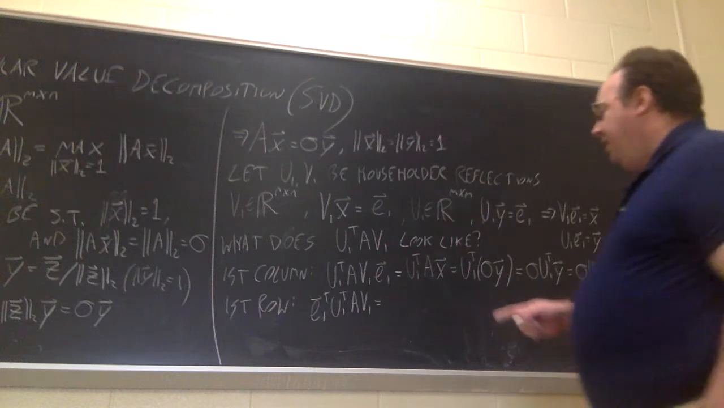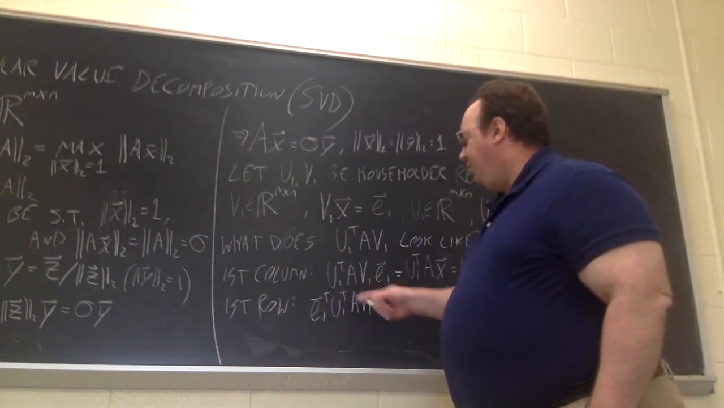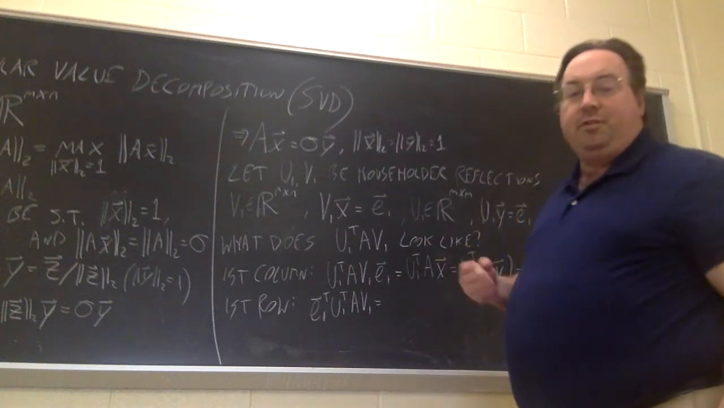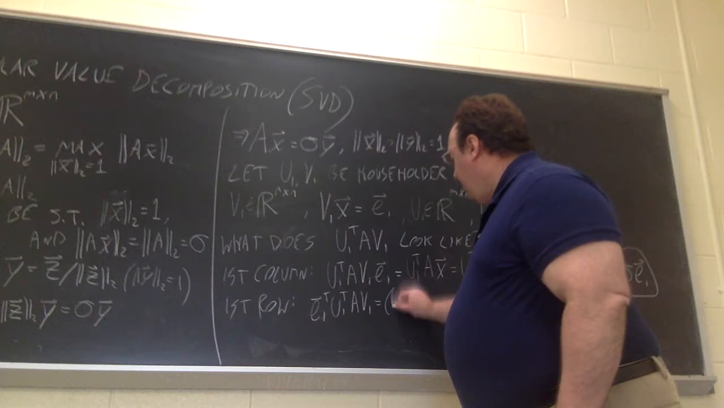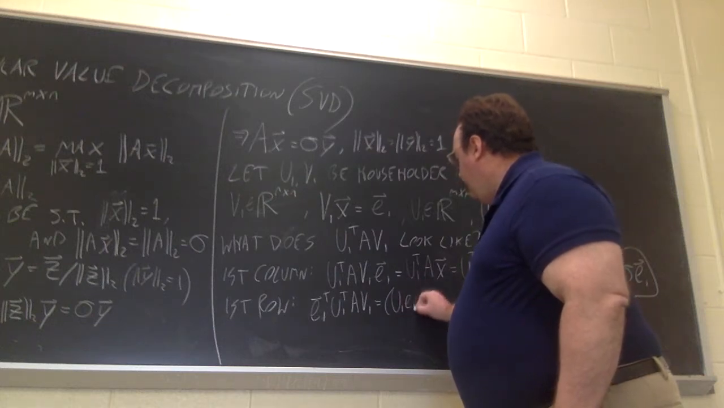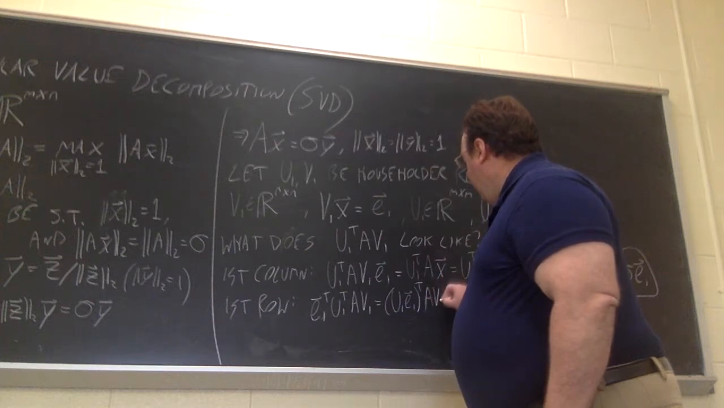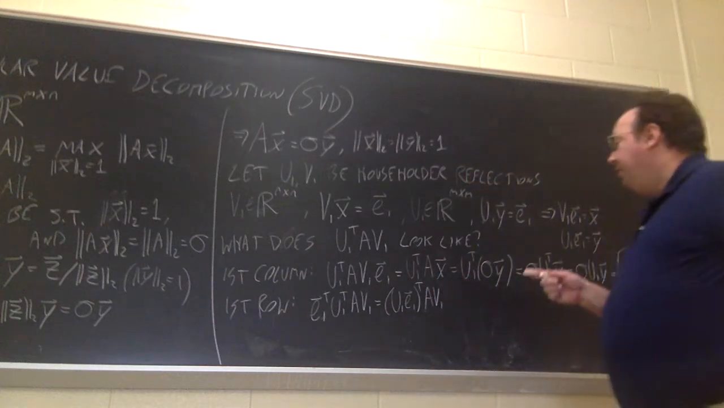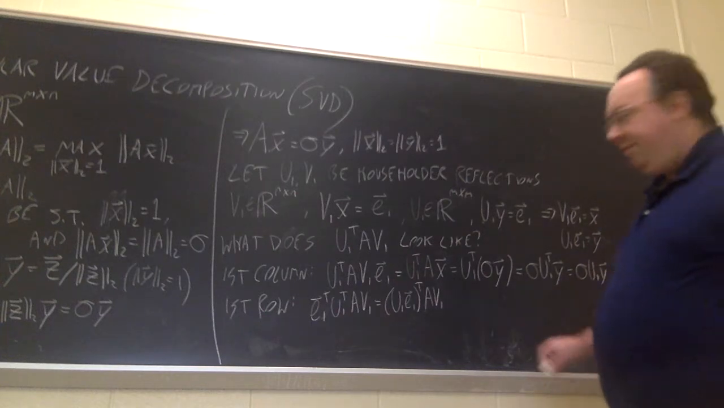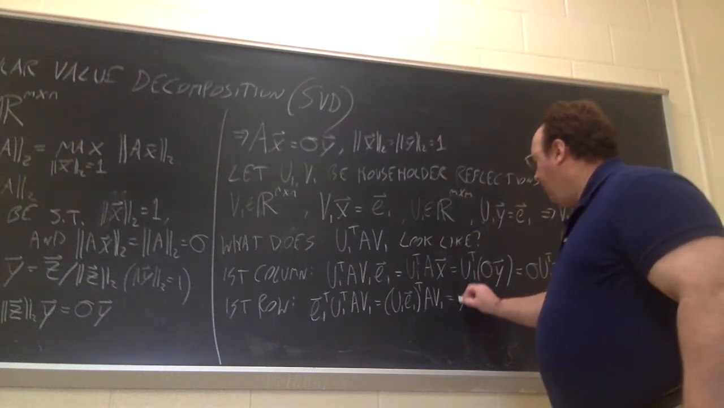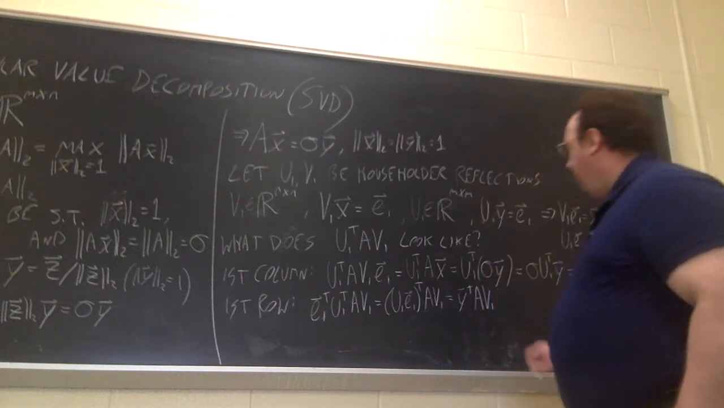Now, using the fact that the transpose of a product is the product of transposes in reverse order, that would be U1 E1 transpose A V1. Now, U1 E1, I have that over here. That's Y. So Y transpose A V1.